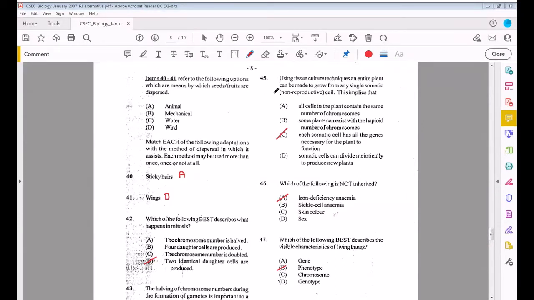45. Using tissue culture techniques, an entire plant can be made to grow from any single somatic, which is non-reproductive, cell. This implies that C. Each somatic cell has all the genes necessary for the plant to function.